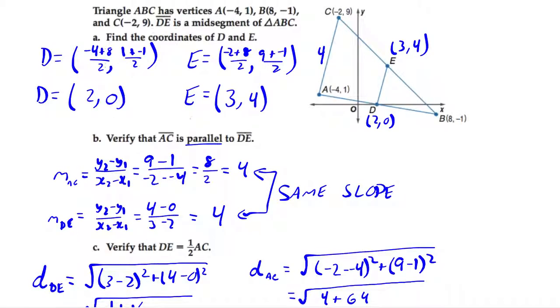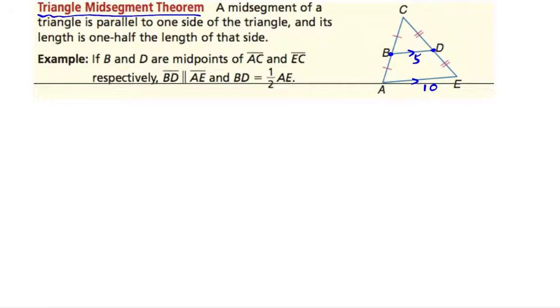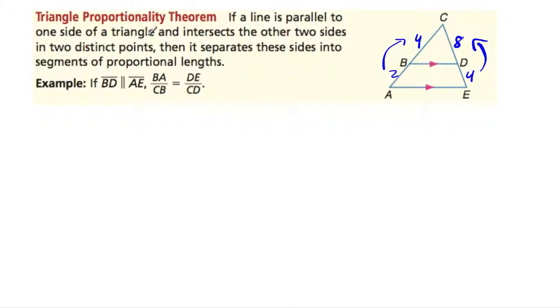And so that's it. This is a really good problem that highlights all of this. So the 2 theorems today were the triangle midsegment theorem and the triangle proportionality theorem. They're fairly straightforward theorems, but you can easily get them confused with some of the other material. So make sure that you review them and you're comfortable with using them in different types of problems.